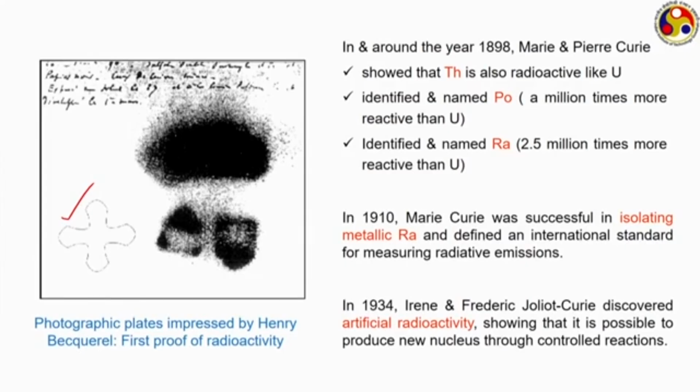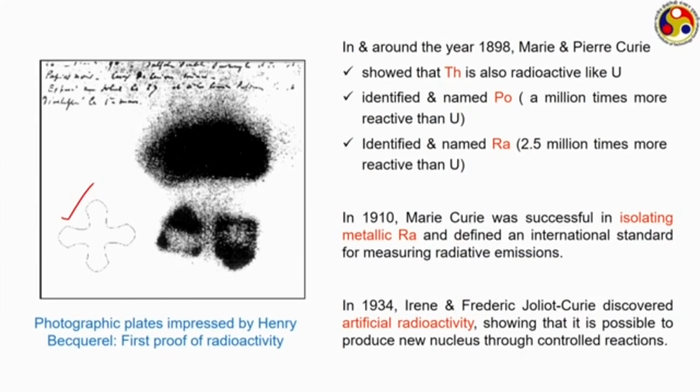There were several works by different groups of researchers on radioactive emissions, but at that time radioactivity was something purely natural. That is, people were able to observe the radioactivity or emission coming out of different elements, but were not able to control that radiation. Only in 1934, Irene, the daughter of Pierre and Marie Curie, along with her husband Frederick Joliot-Curie, discovered the phenomenon of artificial radioactivity.